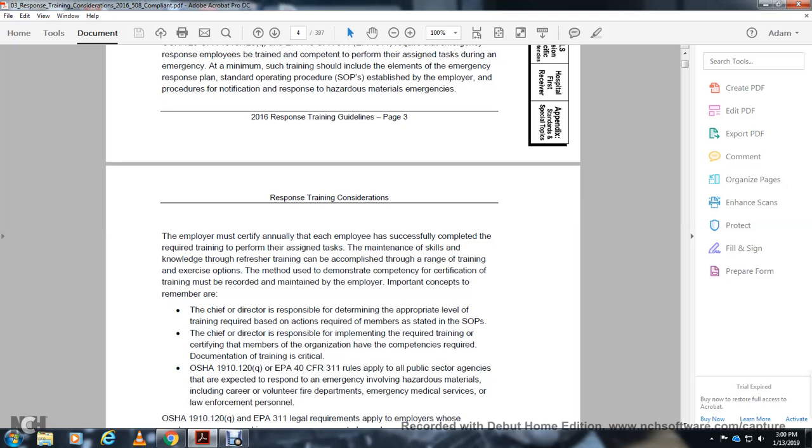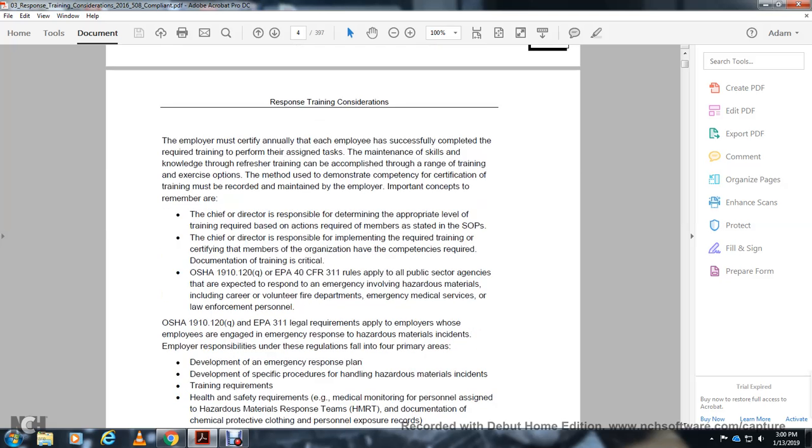on the actions required of the members, as stated in the standard operating procedure. The chief or director is responsible for implementing required training and certifying that the members of the organization have the competency required, with documentation of the training. It is critical to OSHA 29 CFR 1910.120(q) and EPA Title 40 CFR 311 rules, which apply to all public sector agencies that are expected to respond to emergencies involved with hazardous materials, including volunteer fire departments, emergency medical services, and law enforcement personnel.